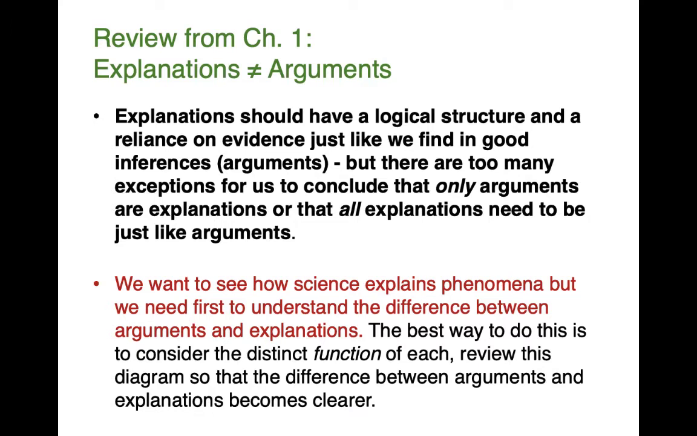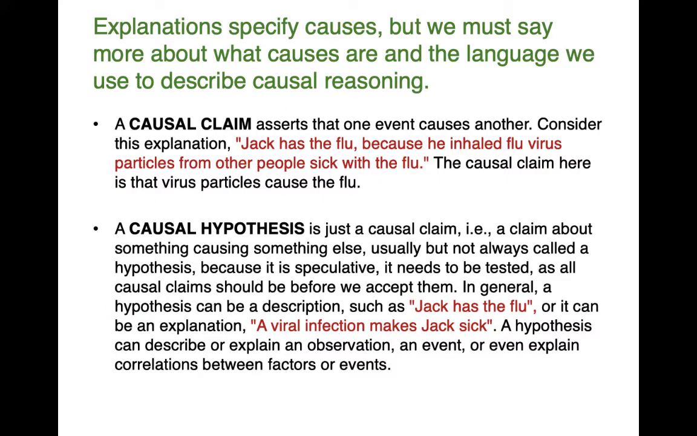We want to see how science explains phenomena, appearances, things we observe. But we need first to understand the difference between arguments and explanations. The best way to do this is to, again, consider the distinct function of each. So review the diagram that I gave you previously so that the difference between arguments and explanations becomes clearer. Now, the thing about explanations is that they specify causes, likely causes, probable causes. But we must say more about what causes are and the language we use to describe causal reasoning about cause and effect.